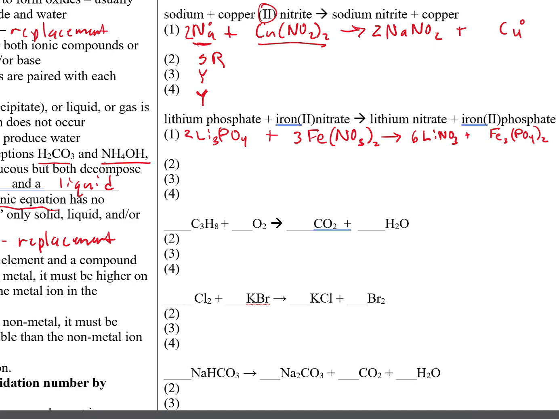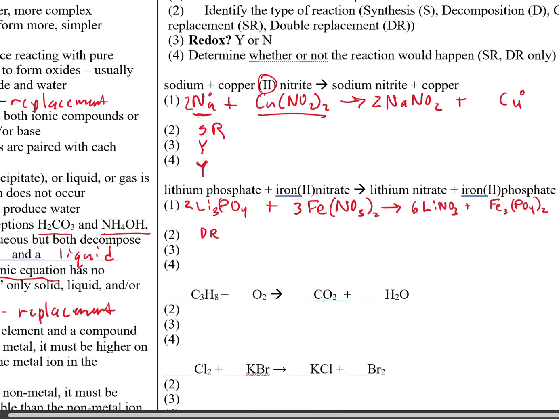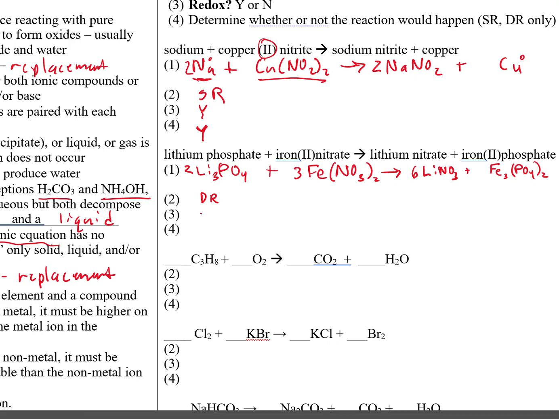Okay. Type of reaction. This is a double replacement. And the question is, is it a redox or not? Double replacements are never redox. Never redox if they're double displacement. So that's a no for redox. And would the reaction happen? Yes, iron 2 phosphate would be a new solid, right? So yes, it should happen.